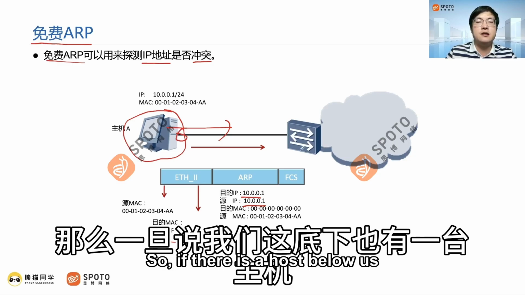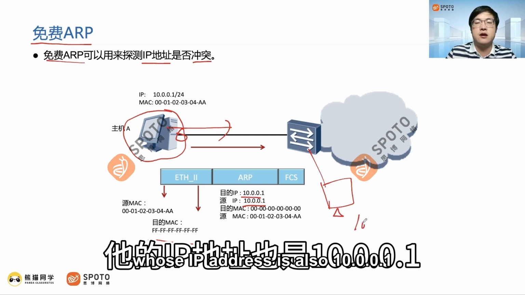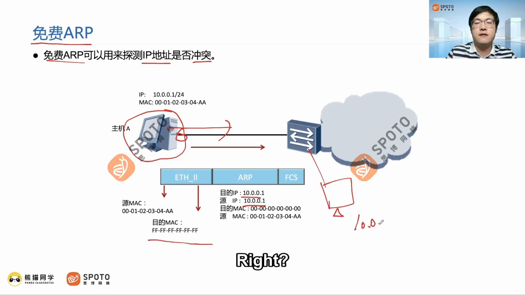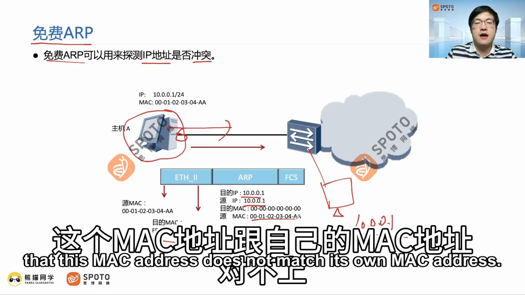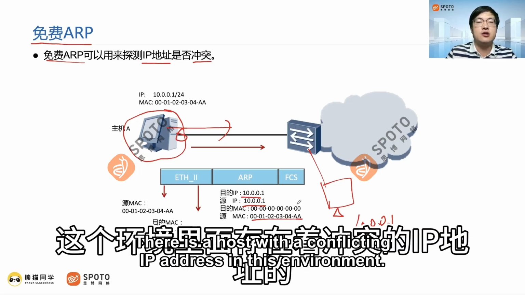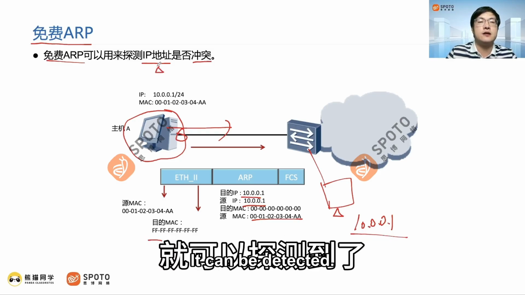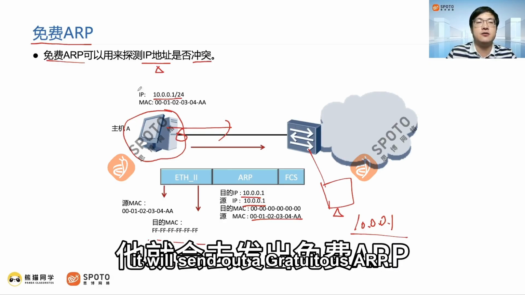Right? So, if there is a host below us whose IP address is also 10.0.0.1, then it will discover that this MAC address does not match its own MAC address. Right? Then it knows there is a host with a conflicting IP address in this environment. Once it connects, it will send out a gratuitous ARP.